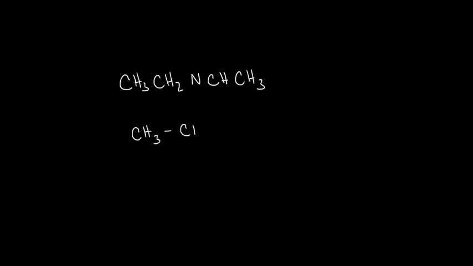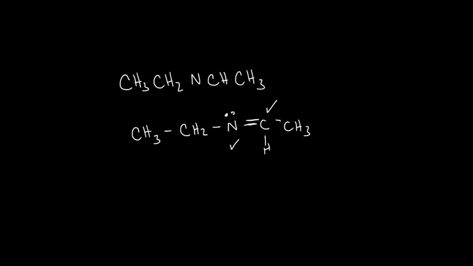Let's try this compound. We have CH3, CH2, N, CH, CH3. So we have a CH3 group attached to a CH2 group, attached to a nitrogen, attached to a CH, and CH3. What I hope you can pick out here is that this carbon and this nitrogen don't have complete octets, so we need to have this double bond here.